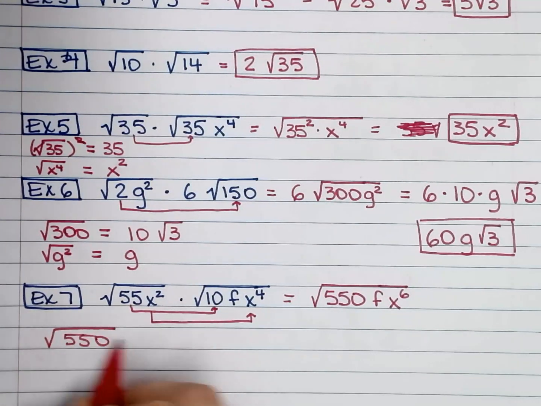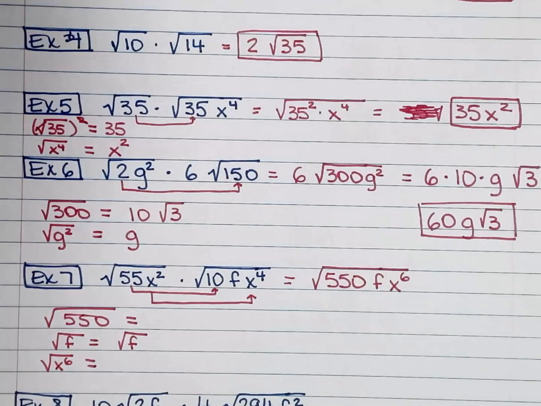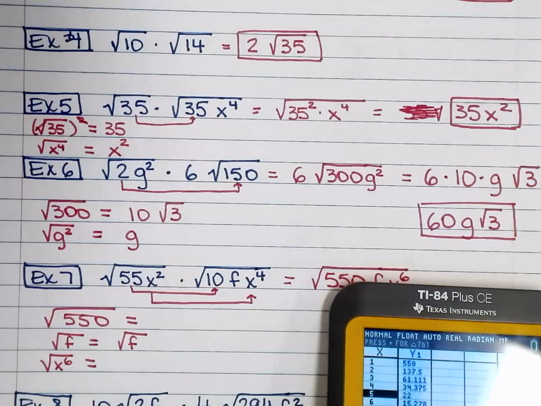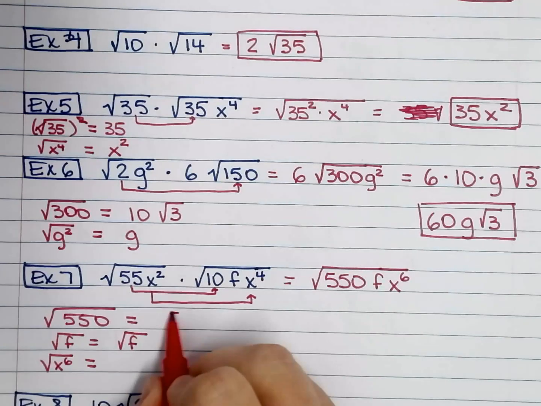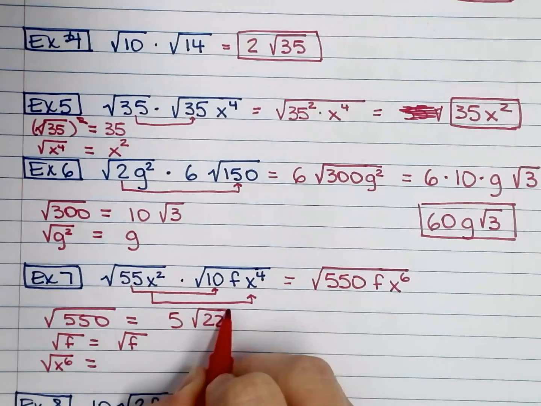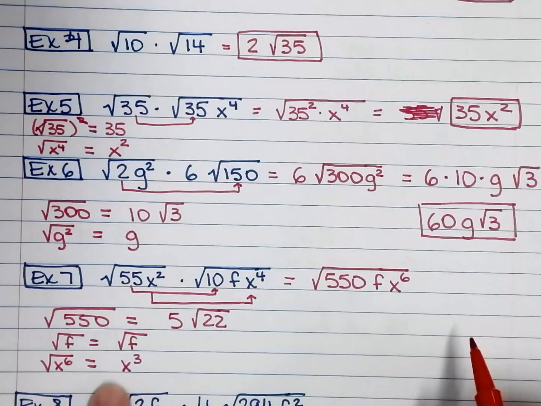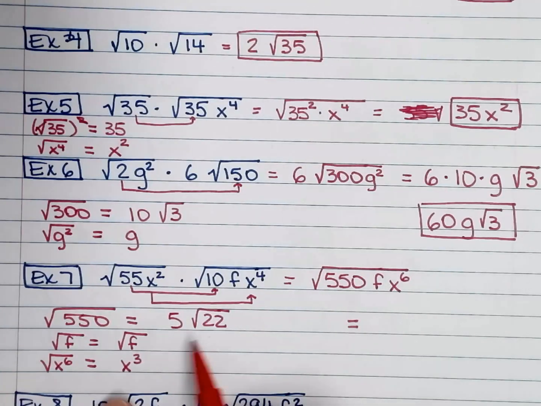I'm going to come over here and simplify them separately. Square root of f, there's nothing I can do to simplify, so that's just square root of f. And square root of x to the power of 6. Okay, so to simplify square root of 550, we can do 5 square root of 22 right there. There's nothing I can do about that one. And when I simplify that, I have x to the 3rd power. We already explained on the previous video why this is true. I don't want to be repetitive.